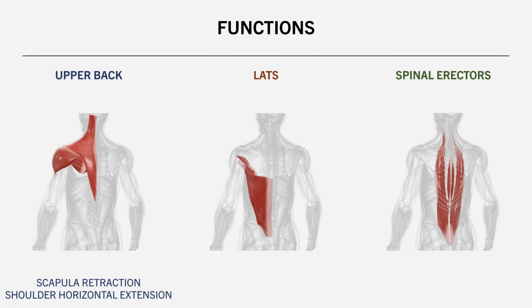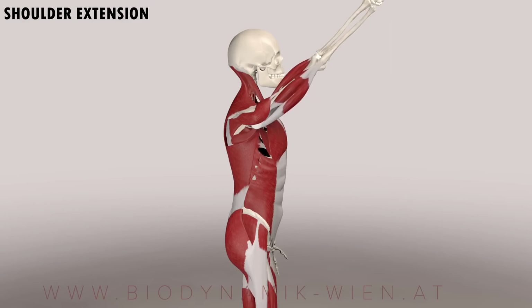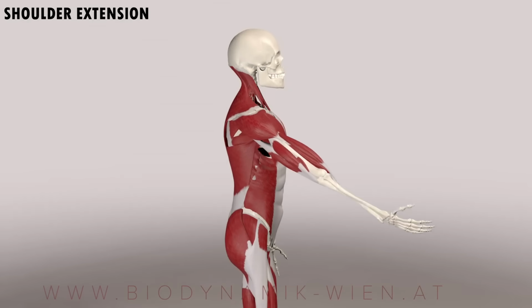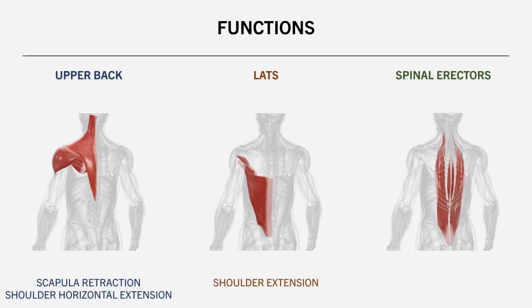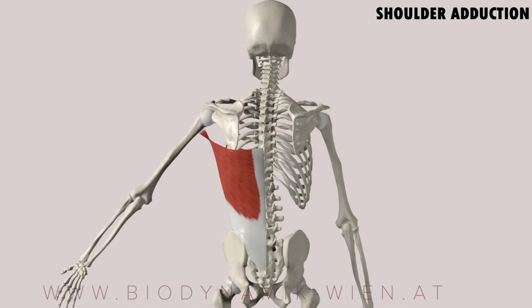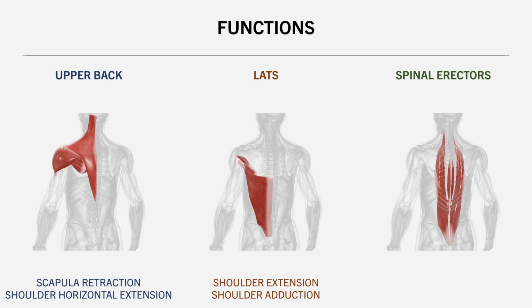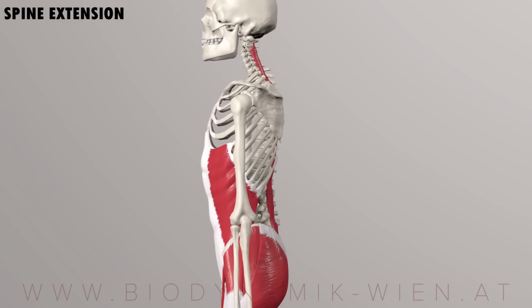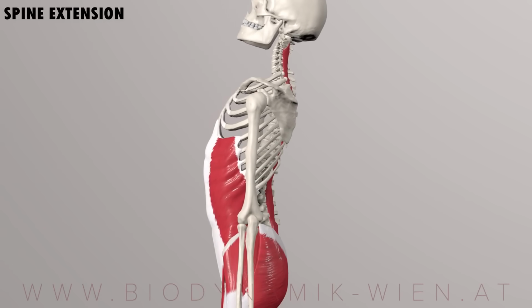Moving on to the lats, these muscles also have two primary functions. First is extension of the shoulder. This is the movement of bringing the arm down from in front of the body. The other primary function is shoulder adduction. This is the movement of bringing the arm down from the side of our body. And the spinal erectors only have one primary function, and this is spinal extension, as the name implies. This is the movement of arching the spine from a rounded position.